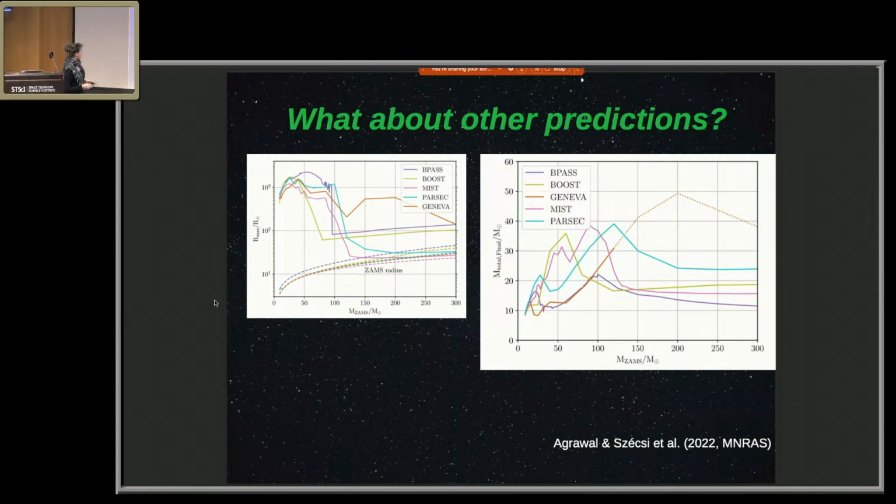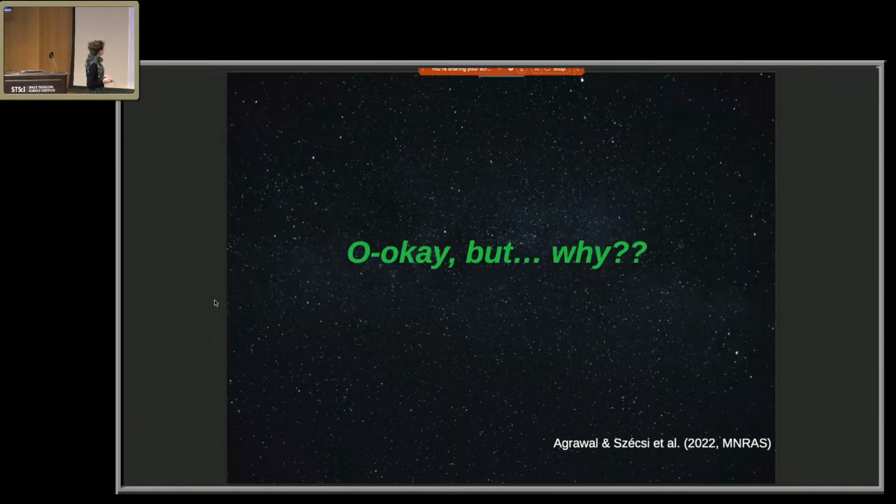Here are a few other predictions. I don't really want to go into that. Here we just compared some other things, not just the Hertzsprung-Russell diagram. Here we are comparing the maximal radius, because it's important for binary research. And here we are comparing final mass as a function of the initial mass, just to see how the 5 sets of tracks behave. And as you can see, there are discrepancies, especially at the higher masses.